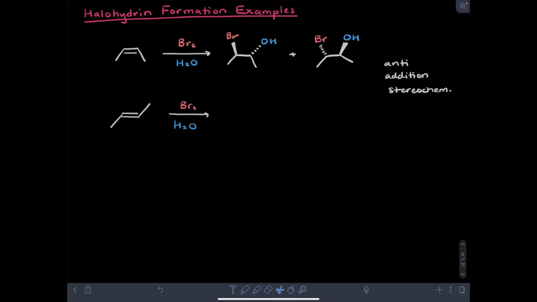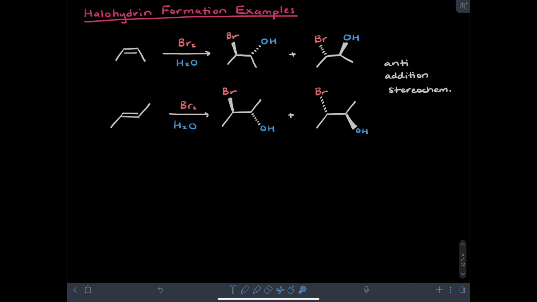In the first case, to show that anti-addition has occurred, I would keep my carbon skeleton the same shape in the products. In one molecule, the bromine could be a wedge, and the OH group, this is water minus a proton, is drawn as a dash. And in the other stereoisomer of product, the bromine is a dash, and the OH group is a wedge.